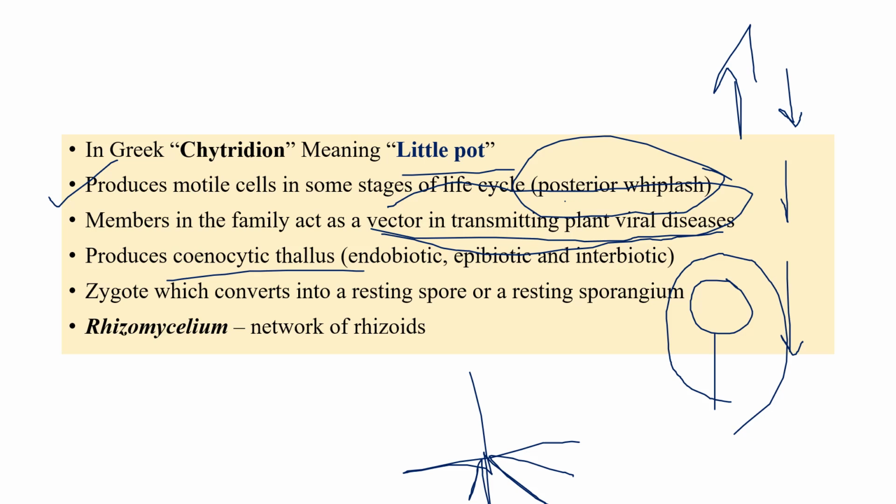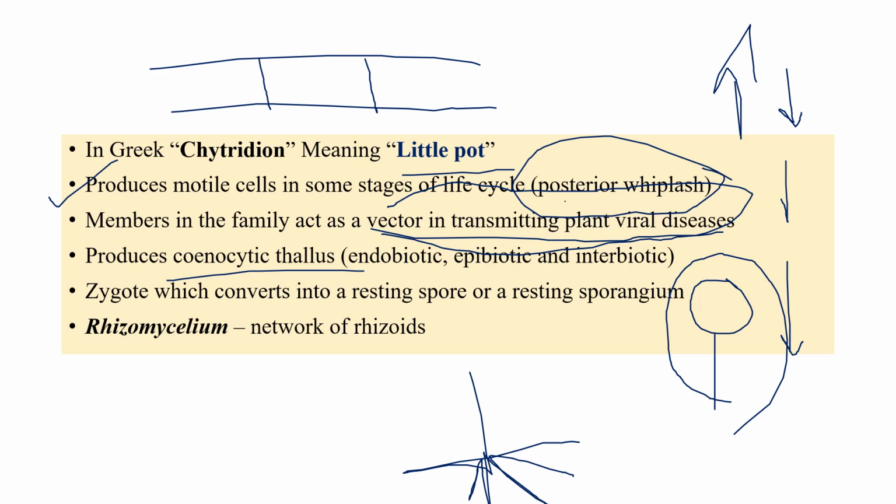So cenocytic generally means the thallus or the mycelium consists of no septations or no cross walls. Take a look at this hypha, right? If the cross walls are present, it is called septate. If there are no cross walls, it is called aseptate. We can also call it cenocytic thallus or cenocytic mycelium. So the members of this Chytridiomycota produce no such cross walls. That's why they produce a cenocytic thallus.